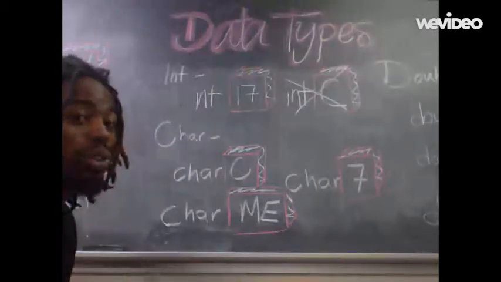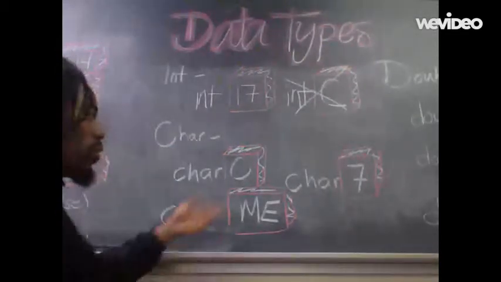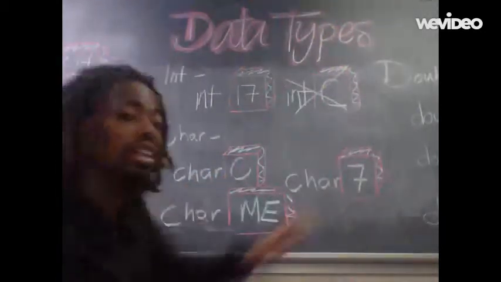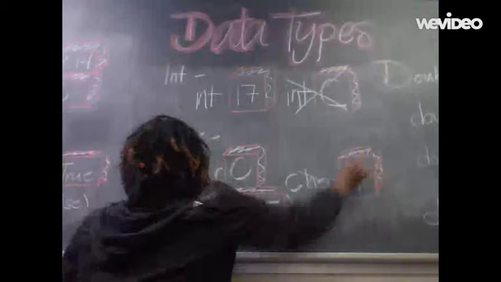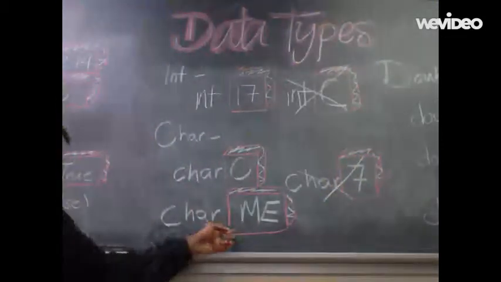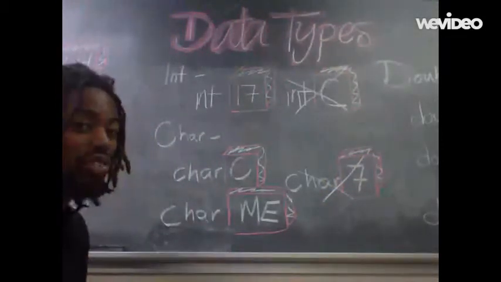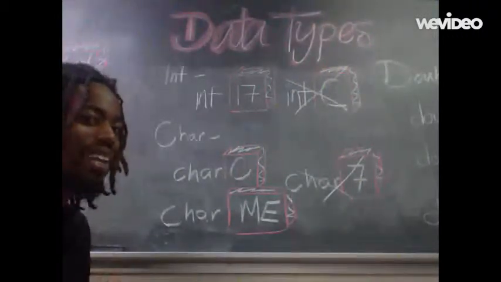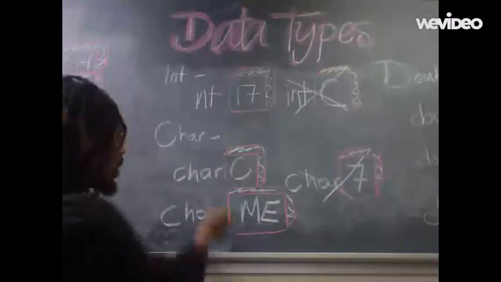Char only stores characters. Which one of these is a character? C is a character. 7 is not a character, so that won't be happening. And me, although it contains characters, it's actually more of a string. Now, if you want to hear about that, you got to tune into my next video. So this will not be happening.